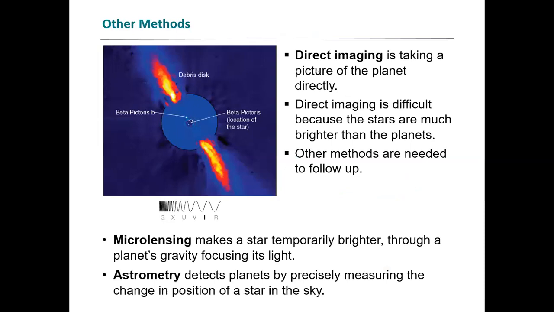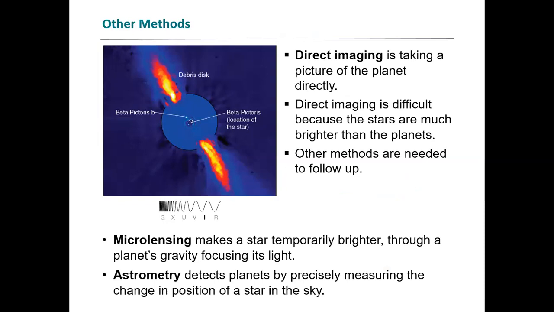Direct imaging, if we actually are lucky enough to have a powerful telescope that can see that well, then we could actually take a picture of the planet. It's very hard to do that. Stars are much brighter than planets. You've got to block them out, all that stuff.